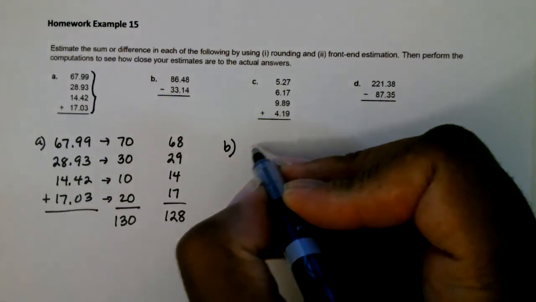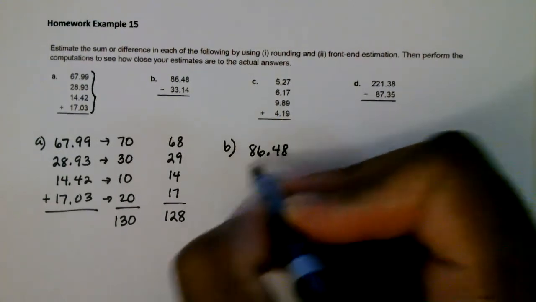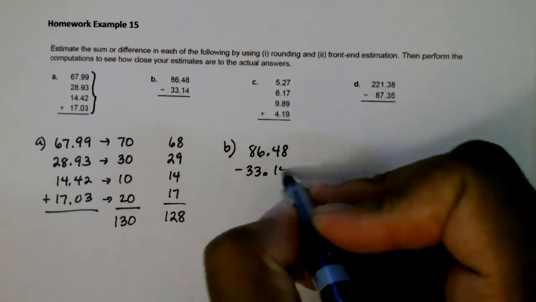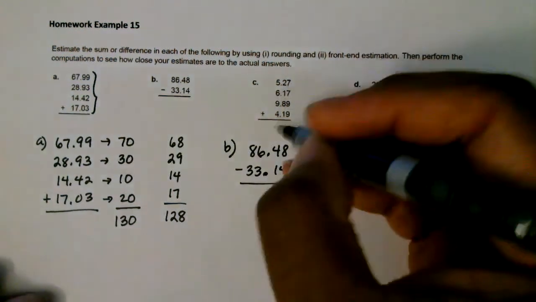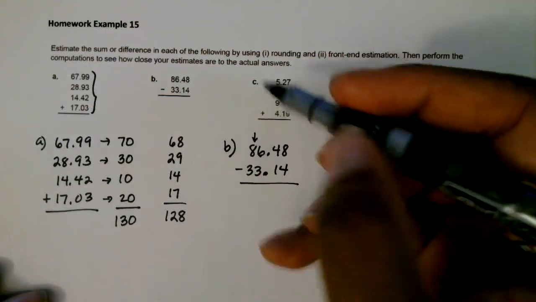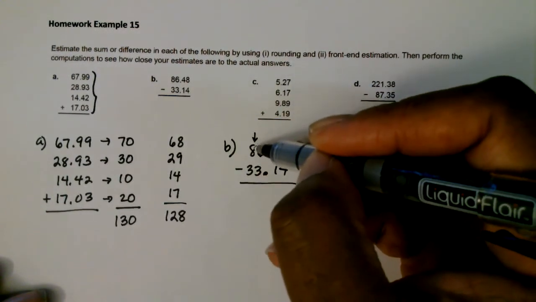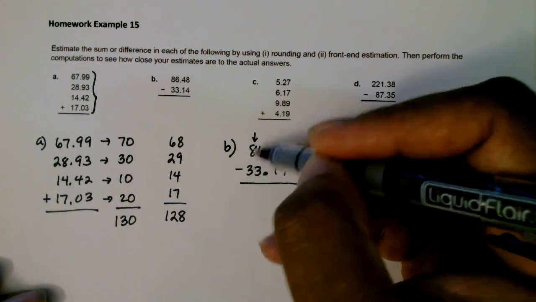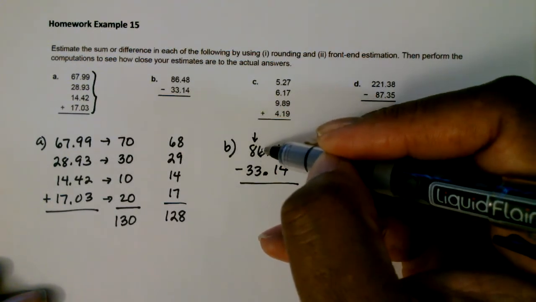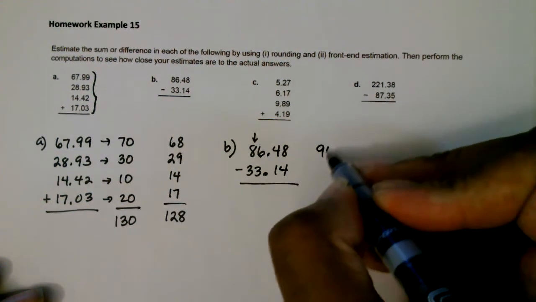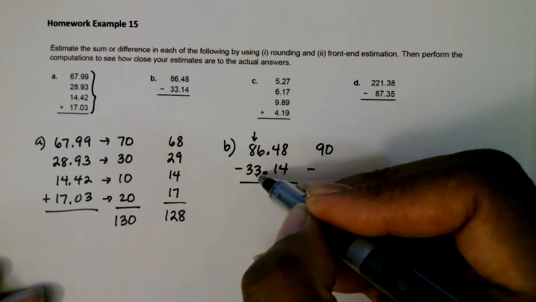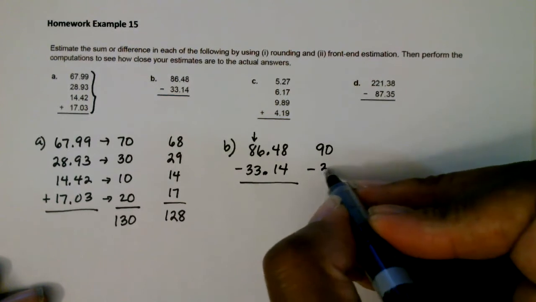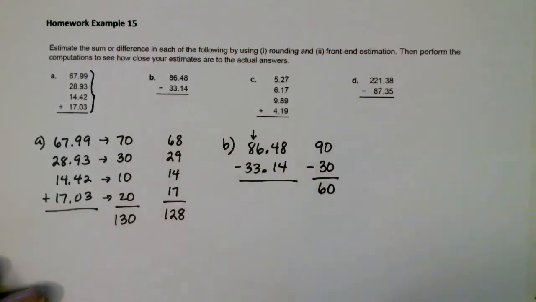Part B, 86.48 minus 33.14. Now, if I was to round these off to the nearest 10, this is what I would do. Look at the digit in the tens place in part B. The 8, the 6 will make that 8 a 9, so it'll be 90, minus the 3 in the tens place, another 3 is right behind it. That will keep the 3 as is. So it'll be 90 minus 30, which will be 60.